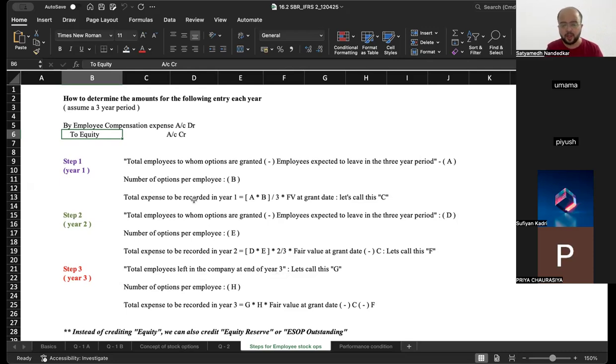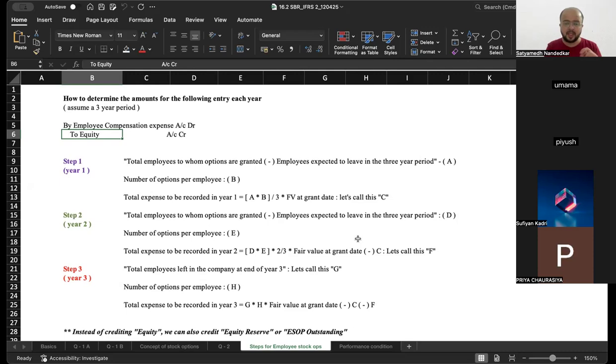Then total expense to be recorded in the year is A, that is total employees to whom options are granted minus employees expected to leave, into B, which is number of options per employee, divided by 3, into fair value at grant date, because it is a 3-year compensation plan. So A into B by 3 into fair value at grant date, this becomes the total calculation. And this is something that you are going to spread out over the next 3 years.